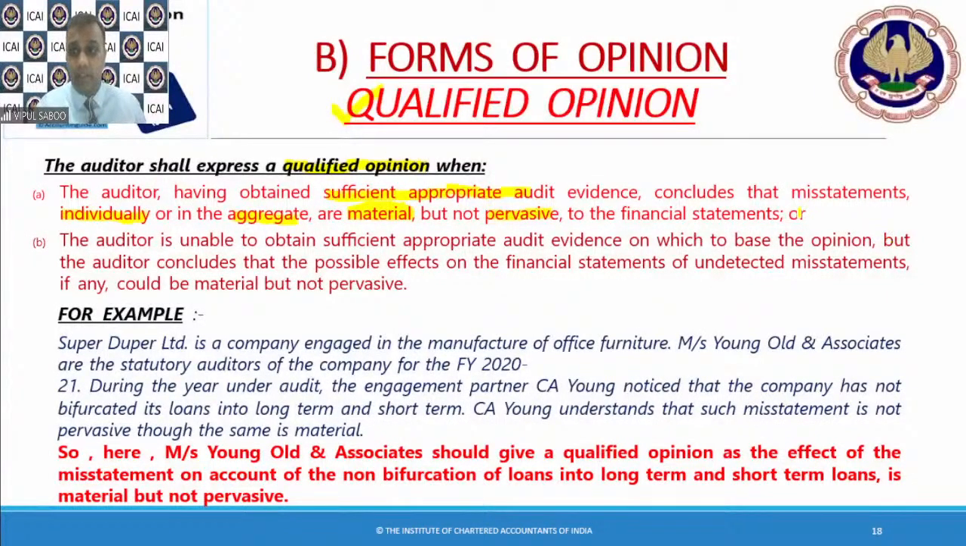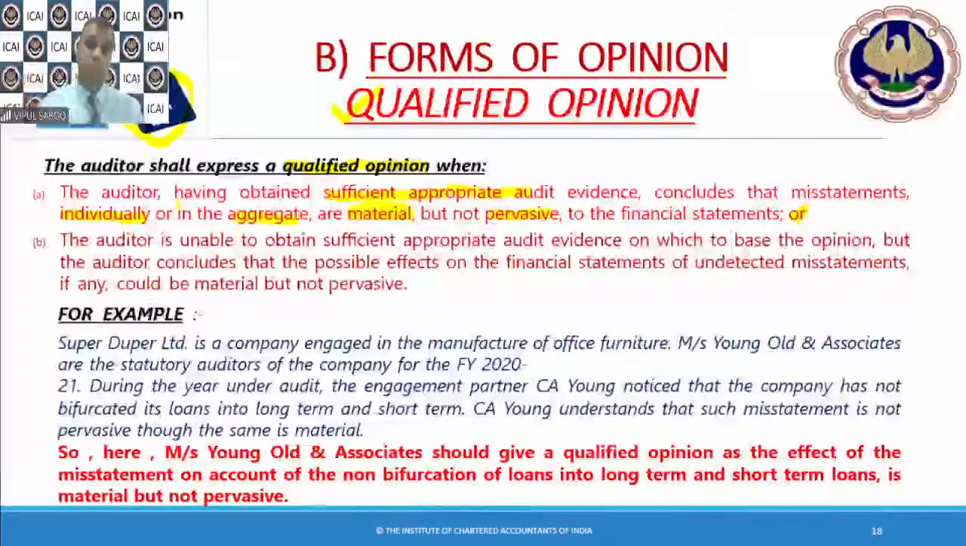The second case, material but not pervasive. You can see on the image used over here in the case of qualified opinion, it is written with the tag of material and a tag of not pervasive. These are the two considerations which you need to take care of in the case of a qualified opinion. I hope you can all see on the top left of the screen, qualified opinion, material and not pervasive. Now, this was a straightforward case of qualified opinion.